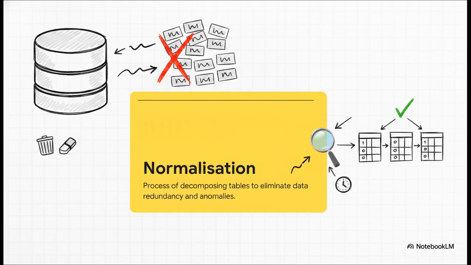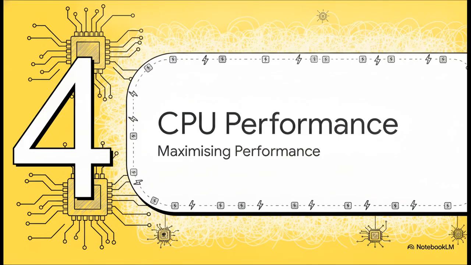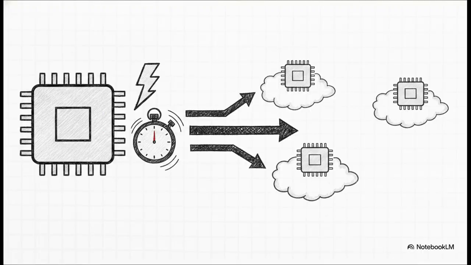highly efficient. Time to switch gears to hardware in Section 4, Maximizing CPU Performance. There are two major concepts you need to grasp here. First up, CPU speed. This is a direct measurement of how many instructions the CPU can complete per second, and it's closely linked to its clock speed, which we measure in megahertz or gigahertz. Basically, the faster the clock, the faster your apps run.